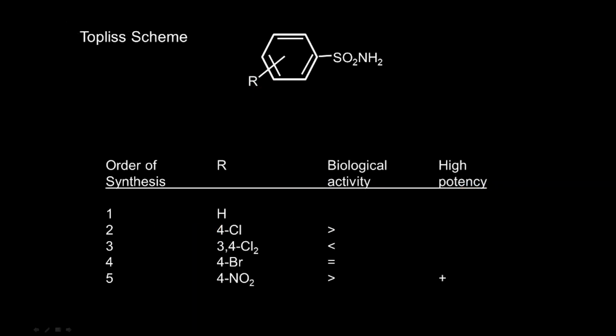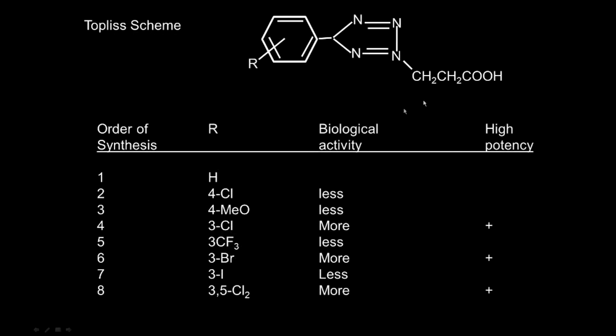Okay, so the logic, as I said, if you look here, you put R as H, the activity, that is where you're starting, then you put 4 chloro, activity increases, then you put 3,4 chloro, okay, 3 and 4 chloro, and then activity decreases, then you try 4 bromo, activity is same, put 4 nitro, biological activity is very good. So you would have achieved a molecule by following this particular logic.